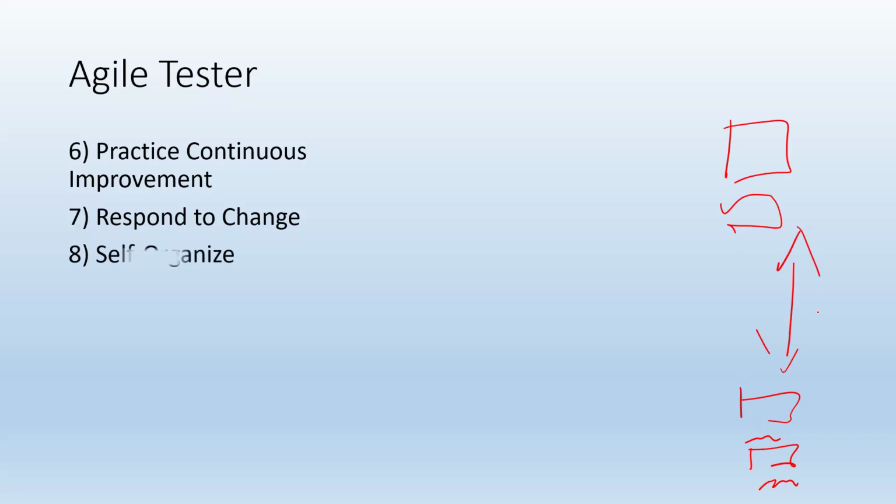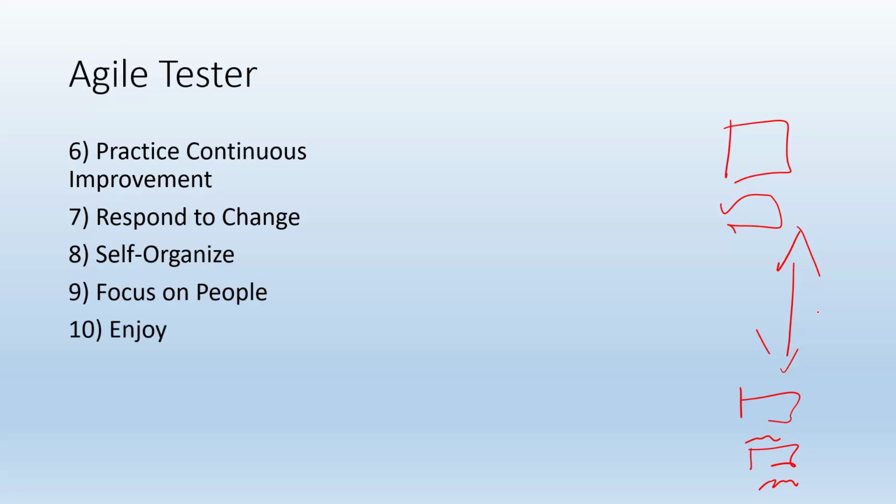Okay, so self-organize, team organize yourself. You have to be able to organize yourself. Focus on people. Of course, you should be able to focus on people. Otherwise, how will you be able to do the testing in Agile? So you need to be able to focus on people, okay?